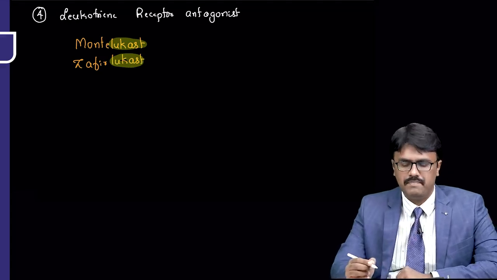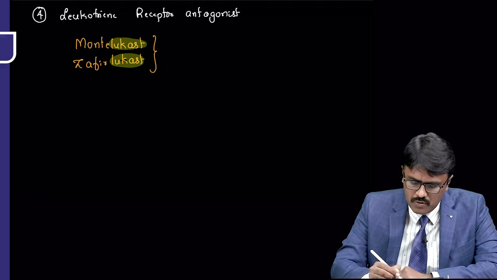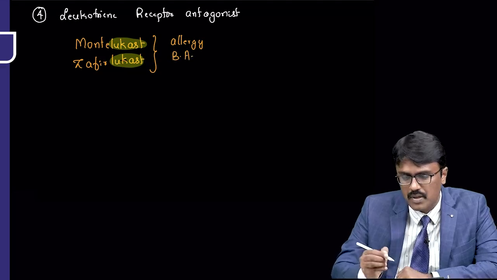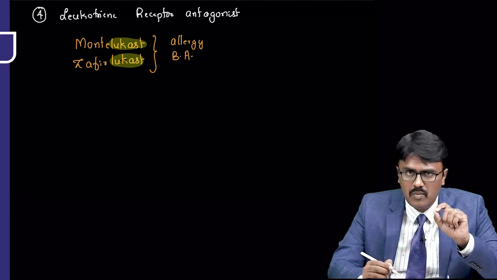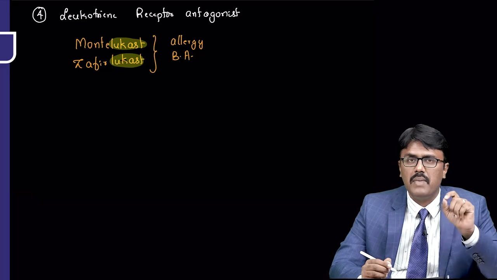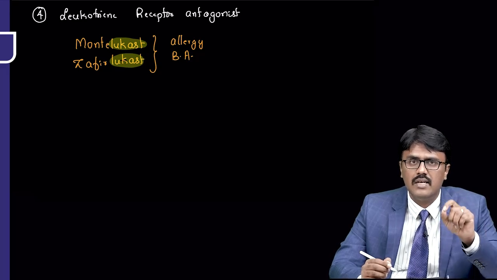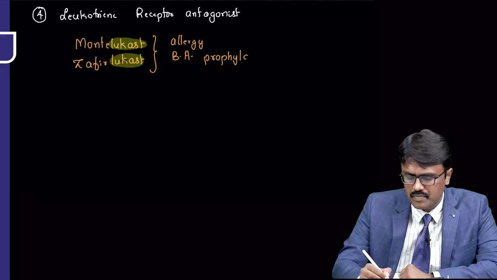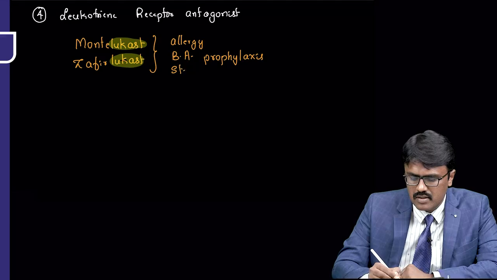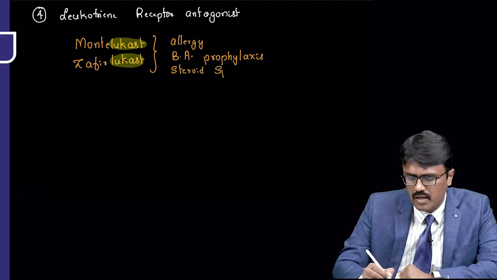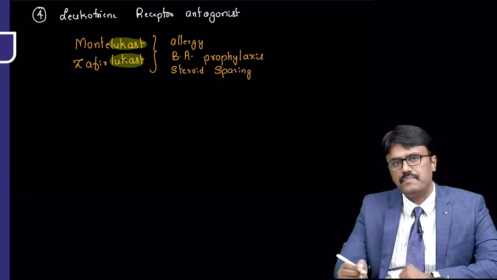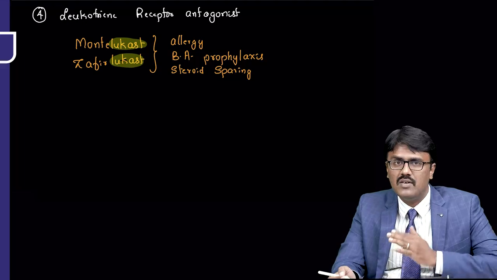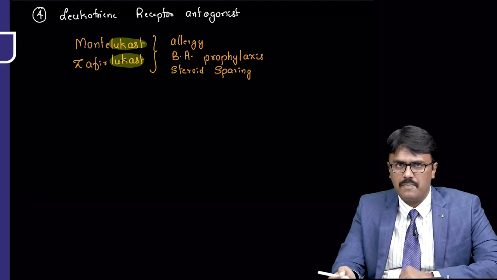That is the specialty. Now, where do I use them? They are used for allergy. They are used for bronchial asthma. Please remember, again, the most common question for montelukast is the mechanism of action. Second question is, is it used in an acute attack? No, it's only for prophylaxis. And one advantage is it has a steroid sparing property.